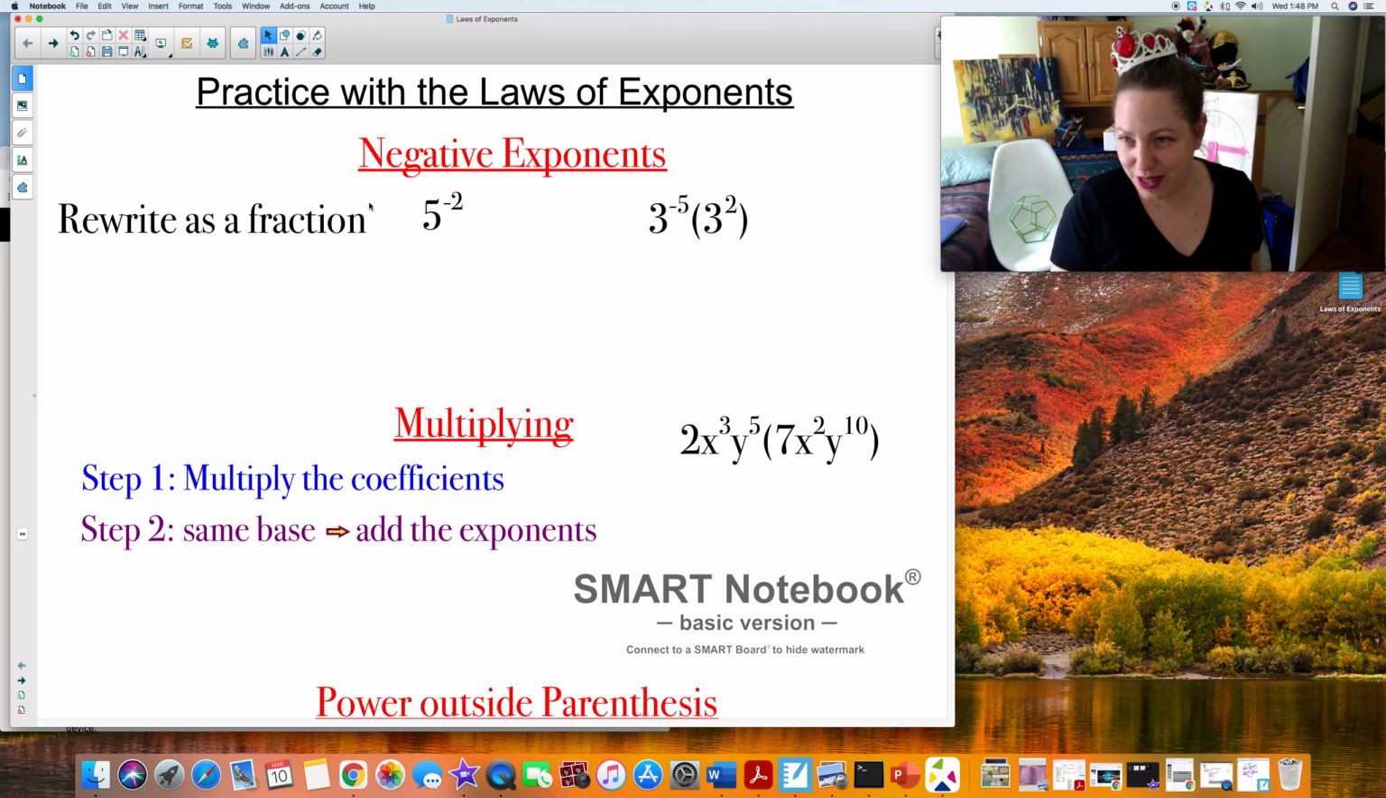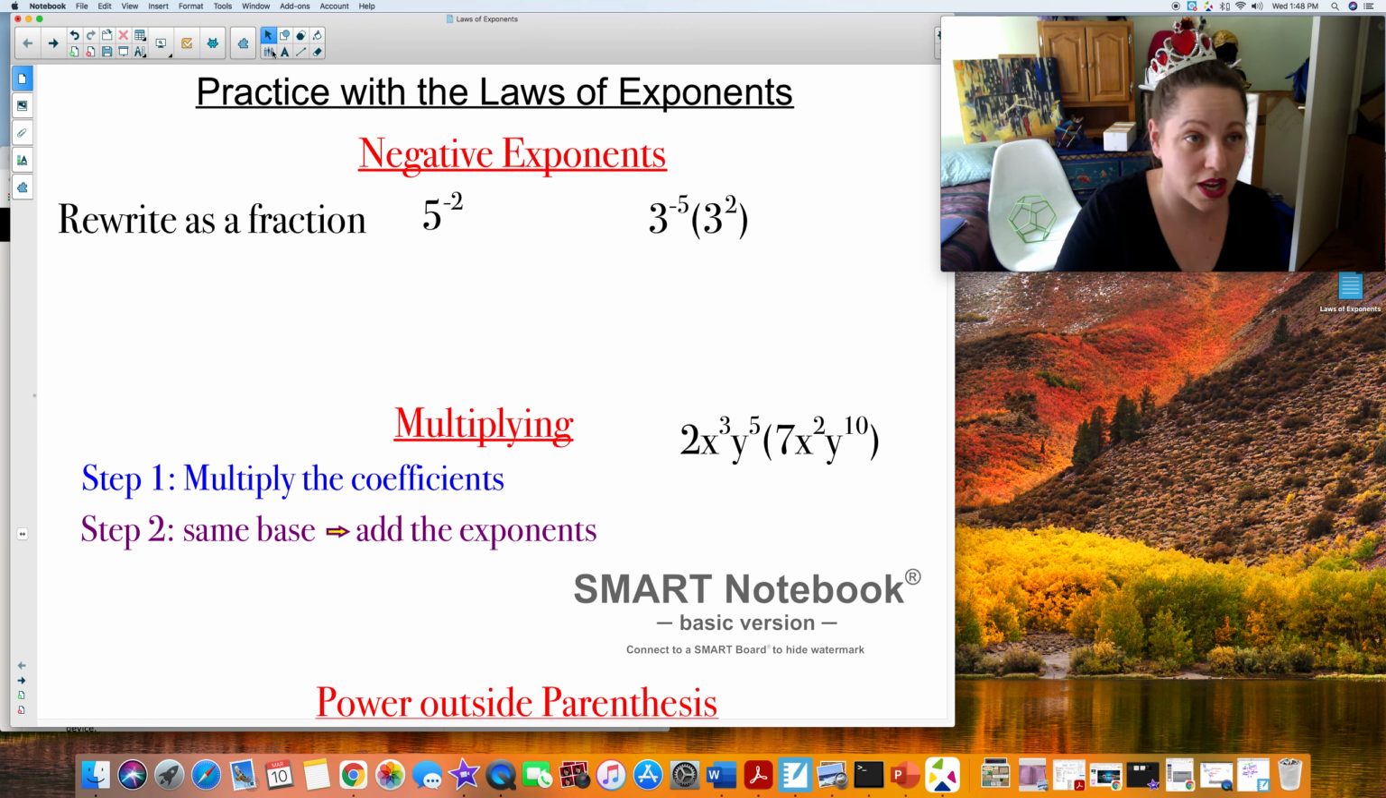Let's start with negative exponents. I'm going to go fast, so feel free to pause at any point if you need to. So remember that when you have a negative exponent, it becomes a fraction. And I'll give you a quick recap on why that is.